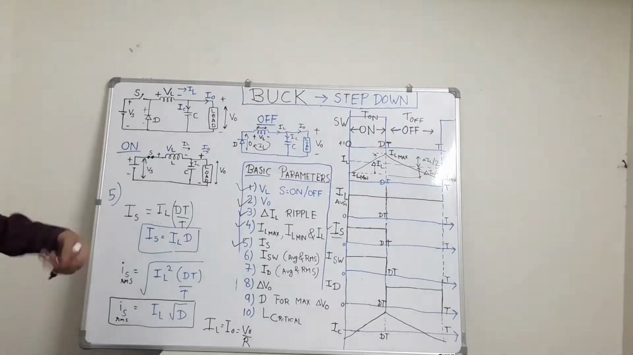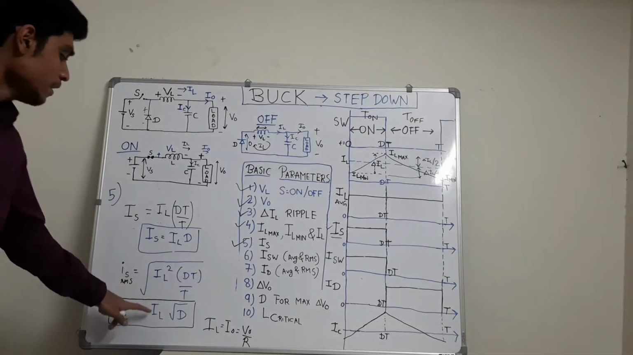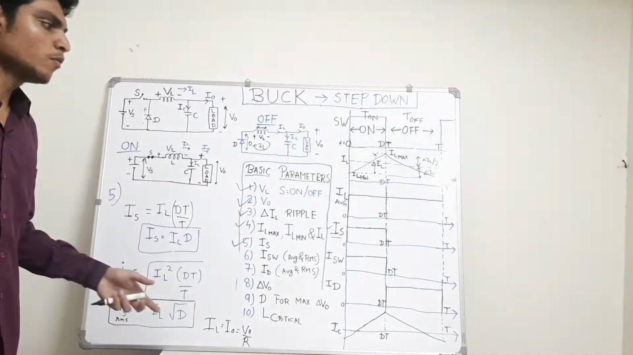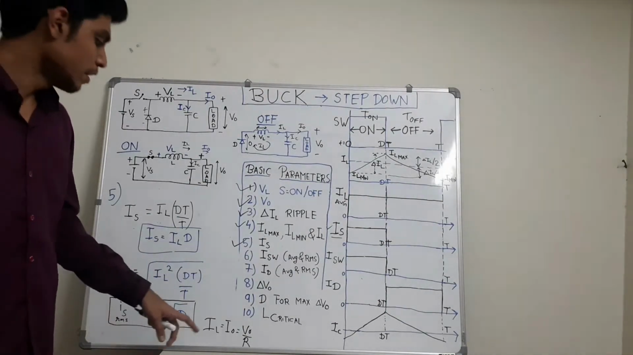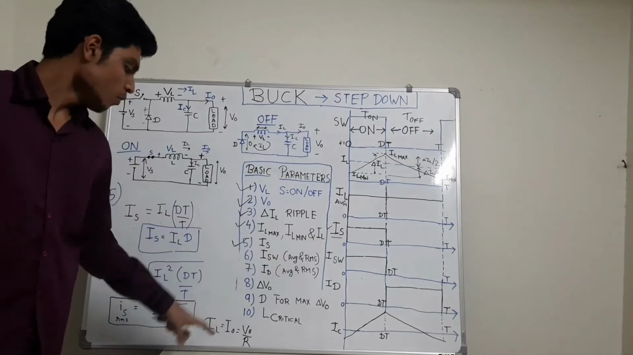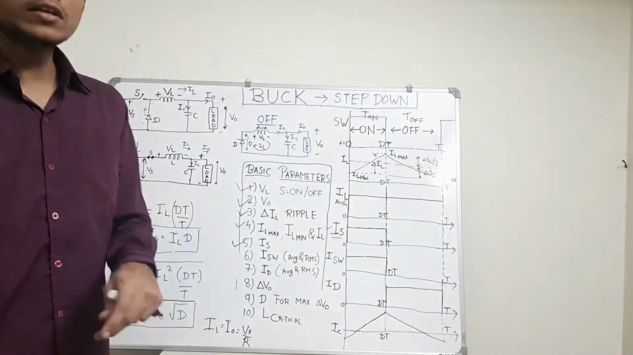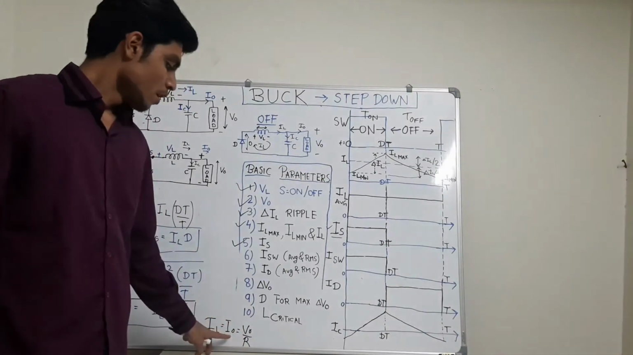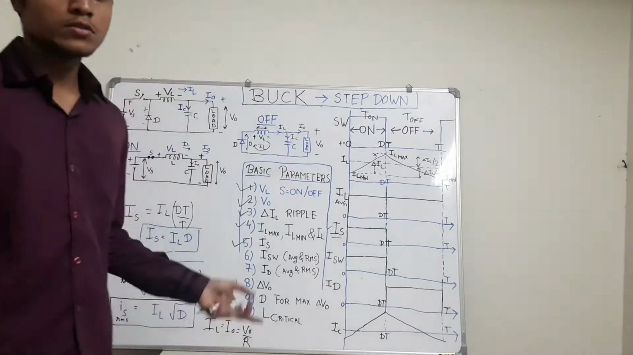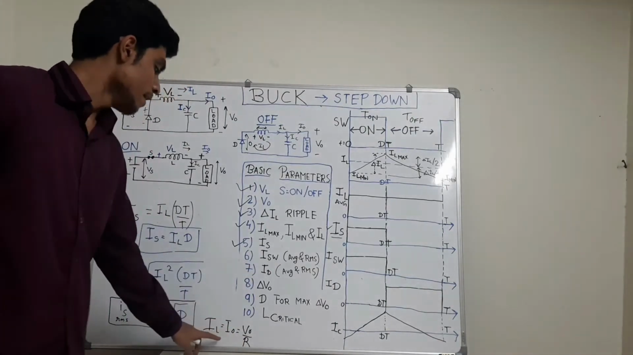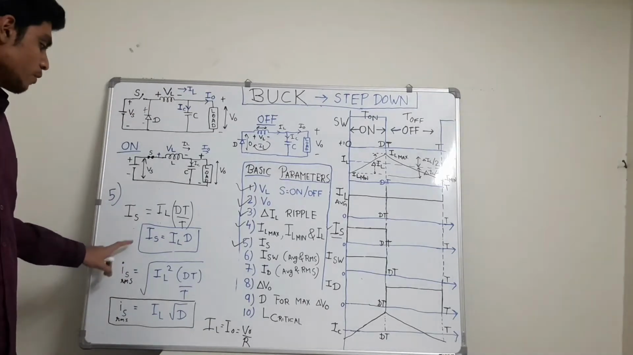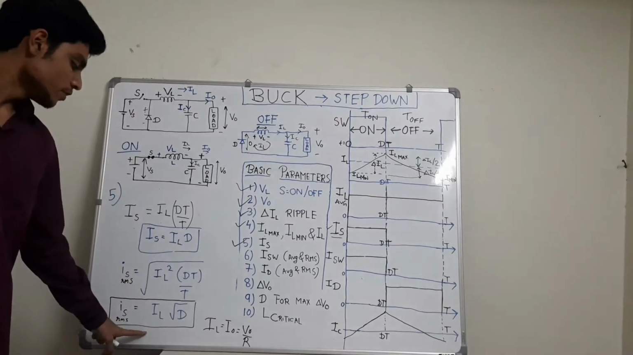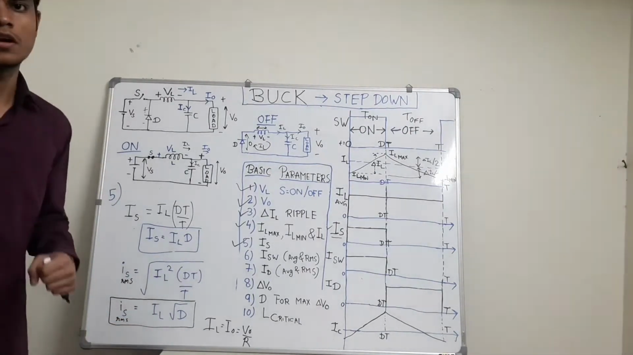Now how will we get the value of IL if the problem is given? In the problem they will give you the output voltage, suppose 20 volt, and resistance equal to 5 ohm, like that. We have derived that for the buck converter the average value of inductor current is always equal to load current, that is V0 by R. So we will put that in and get the value of IL, and then substitute in these two equations of source current to get the average source current and the RMS value of source current.